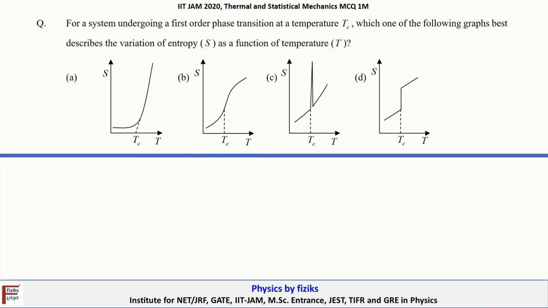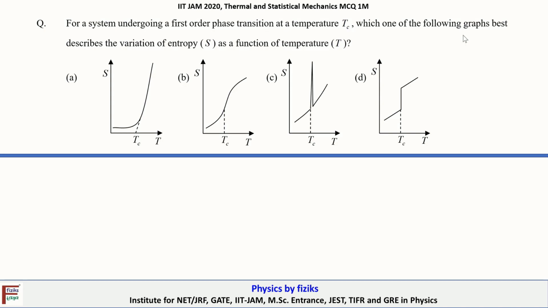So this question has been asked in JAM 2020. The statement is, for a system undergoing a first order phase transition at a temperature Tc, which one of the following graphs best describes the variation of entropy as a function of temperature T? We are given 4 different options, so we have to find the correct one.